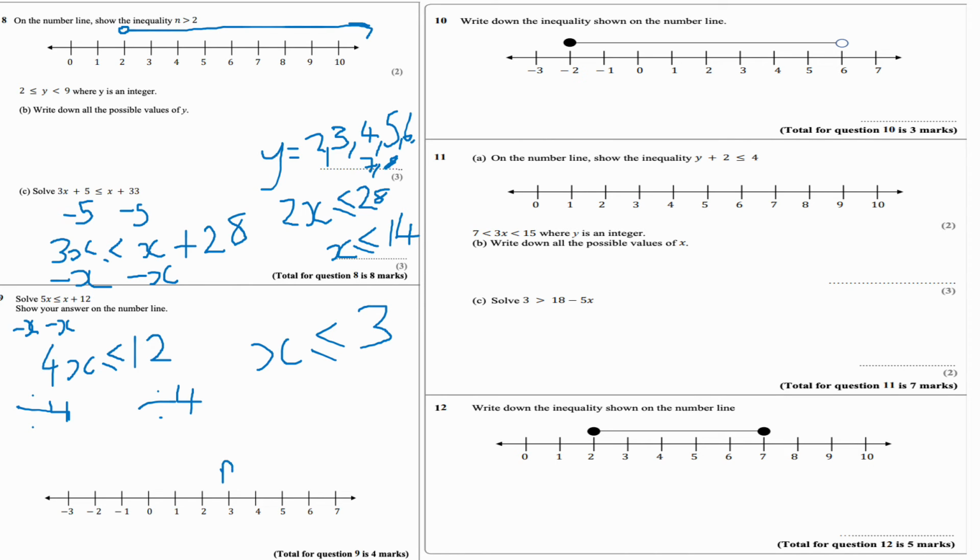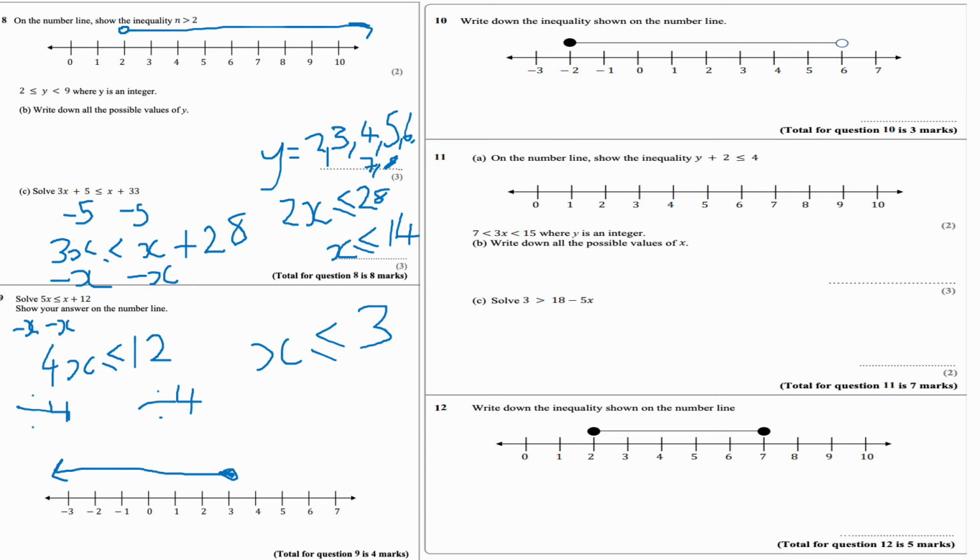There's going to be a shaded in circle here, so shaded in circle, and then it's going, let's do that again. Just a circle, and I'm going to shade it in, and it's going to the left because it's less than or equal to 3.